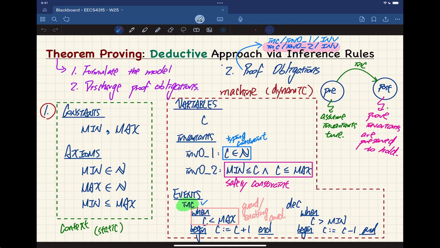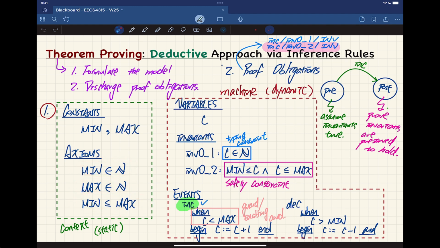So we got a static part for the system, which will be the context. We also got a dynamic part for the system, which will be the machine. And for the context, we got constants, we got axioms. And for the constants, we just got minimum value and the maximum value. Once they are defined, they're fixed. We don't really change them. And the axioms, which will constrain the minimum value and the maximum value, say that both of them are natural numbers. And also minimum is less than or equal to the maximum.